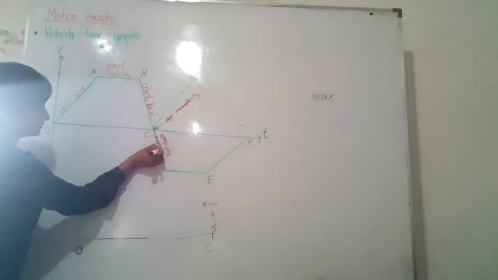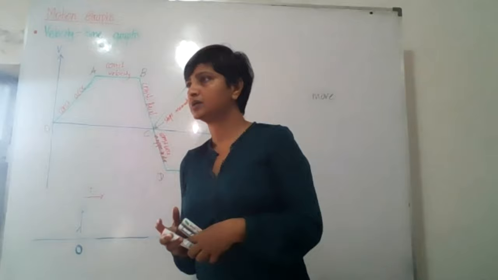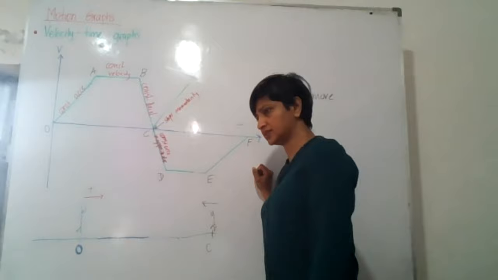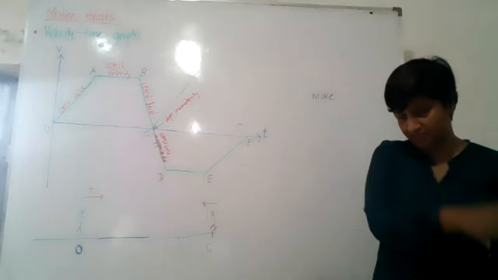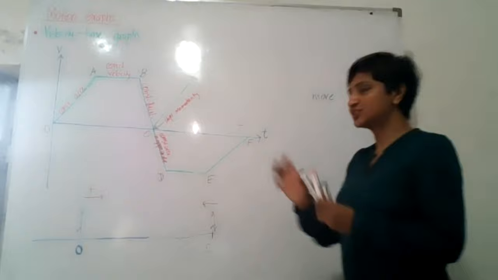D to E. Negative constant acceleration. Is that wrong? Wait. If you say negative acceleration, that would be acceleration. That is correct.